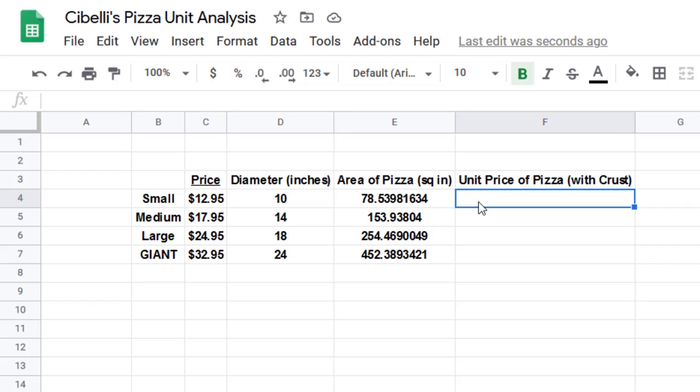So anyway, to do the unit price, it's price per square inch. If you look at this spreadsheet, price is over here in column C, and square inches is over here in column E. So we're just going to do equals, and then the price divided by the area. And that is 16 cents a square inch. And if we drag that down, you see that just like they should, the unit price gets cheaper as the pizzas get bigger. So let's take a break now.